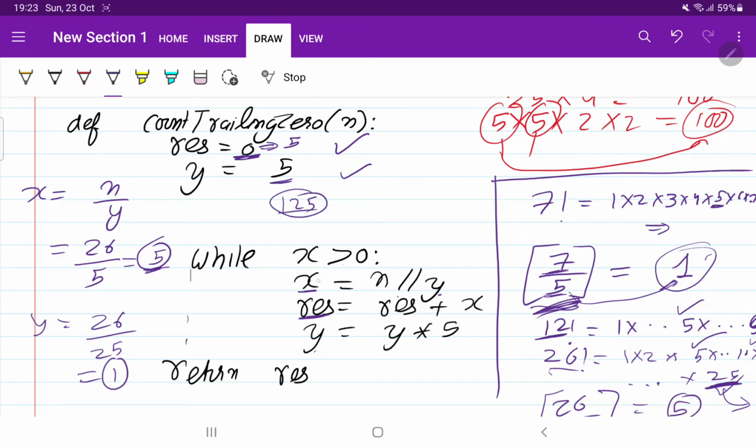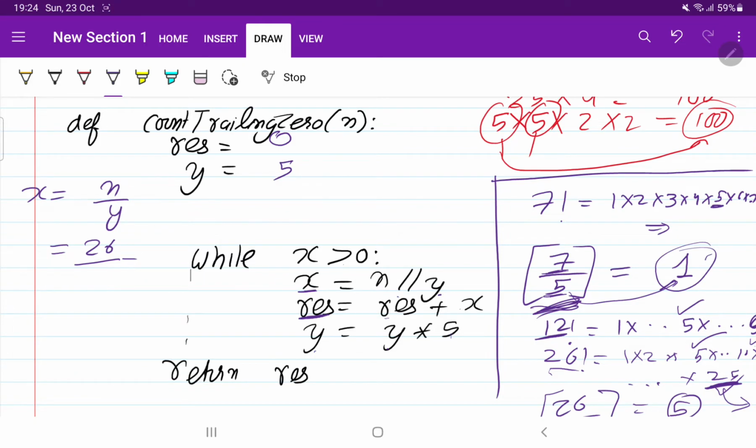So again we divide. What is the value of x? The x value is 1 now. So n is 26 divided by 125. We are going to get 0. And if we add 0 to the result, will it affect our result? No, our result was 6 and it will stay the same. Again y is multiplied by 5, but now as x has become 0, we are not going to enter the while loop. As we are not going to enter the while loop, it means we will come out of the while loop, and once we come out, I have written the result. And what was the result? The result was 6 and we got our solution.